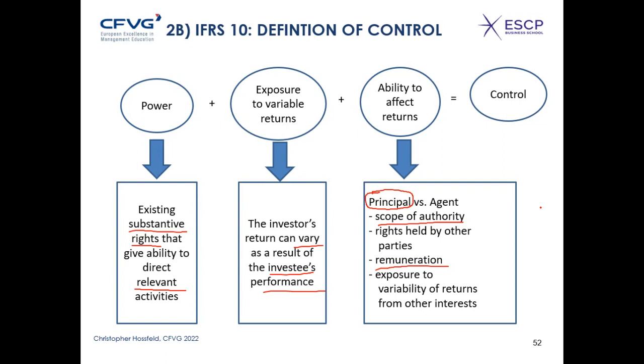When I have power, when I am exposed to a variable return, and when I can affect this variable return, then I have power and I have control. The target company is controlled by me. It's called a subsidiary and it will be part of the scope of consolidation.